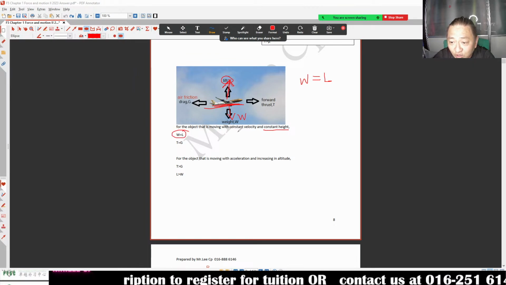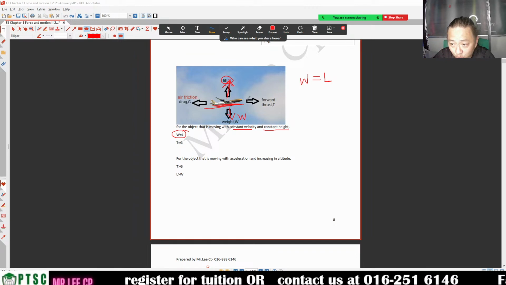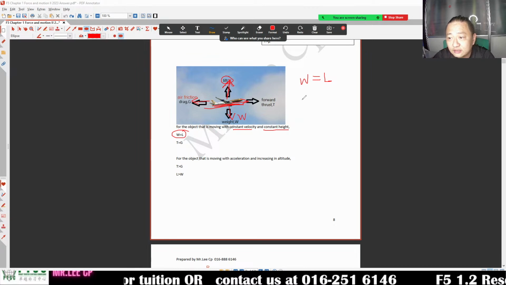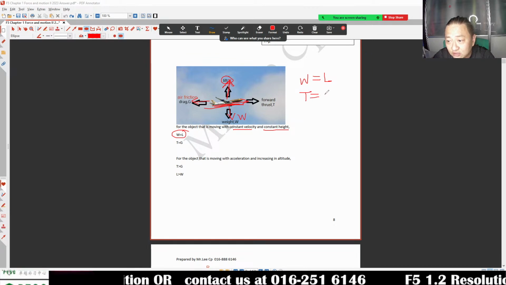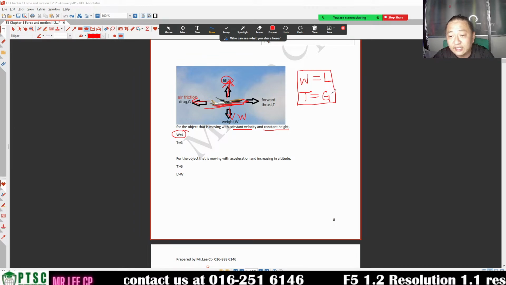If it moves with constant velocity, it means forward and backward will be the same. The thrust is equal to the drag. The thrust is equal to the drag, which is constant velocity and constant height.